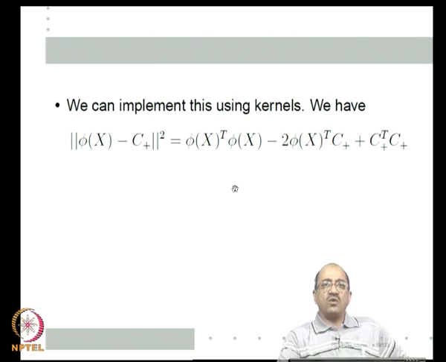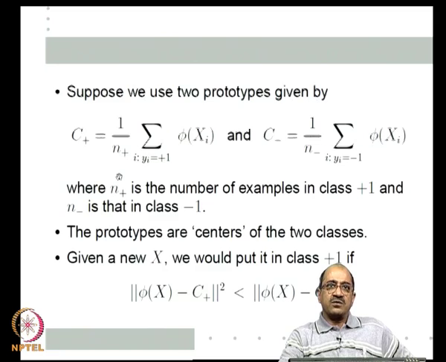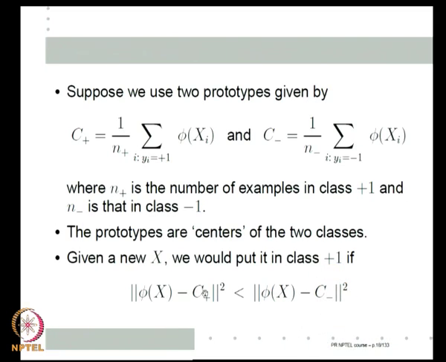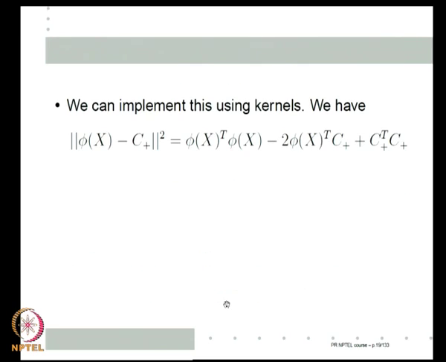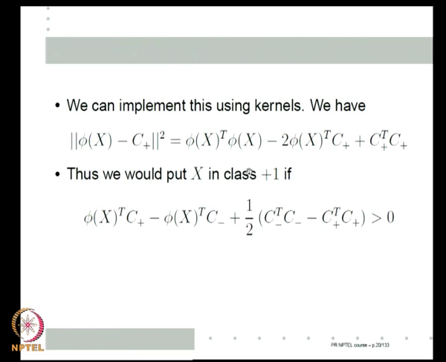Now, we can do all this using kernels as follows. Basically we need to look at this phi x minus C plus whole square, right, that is the distance. By expanding phi x minus C plus whole square, it becomes phi x transpose phi x minus 2 phi x transpose C plus plus C plus transpose C plus. Now, I want phi x minus C plus whole square greater than phi x minus C minus whole square. So, do the simple algebra, this constant term cancels both sides. So, finally, it means we will put x in class +1 if this quantity is greater than 0: phi x transpose C plus minus phi x transpose C minus plus some constant, which is C minus transpose C minus minus C plus transpose C plus.